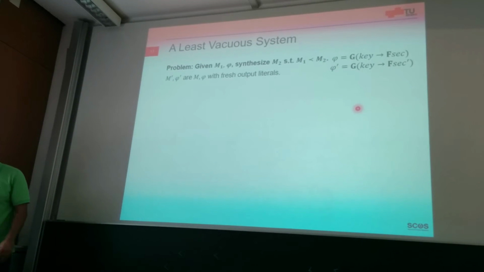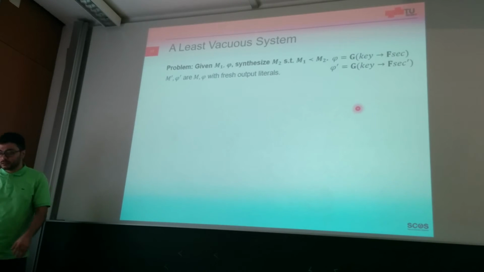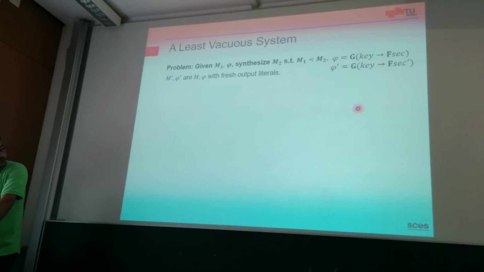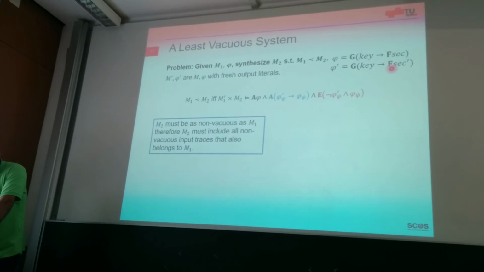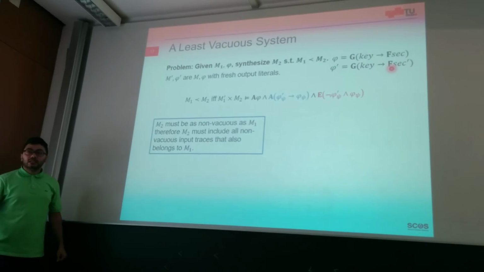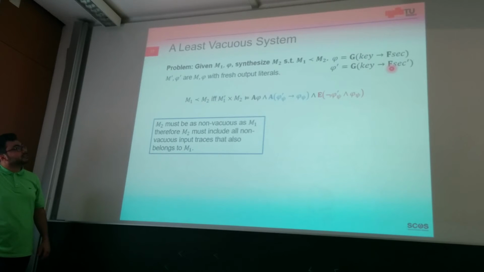First of all, M prime and phi prime are M and phi with fresh output literals. This is the example. Phi is globally key implies eventually secret. Phi prime is globally key implies eventually secret prime. Okay, so then we would do this.